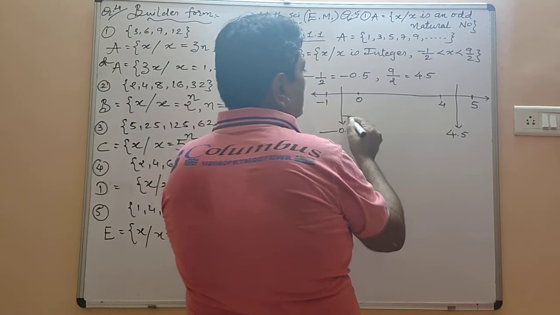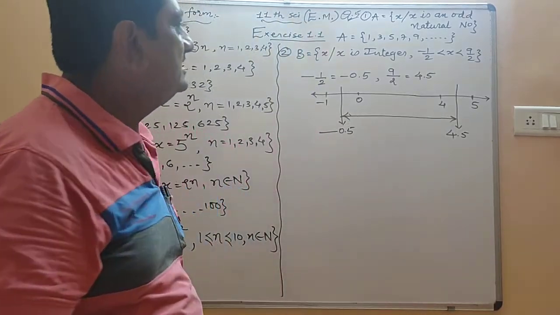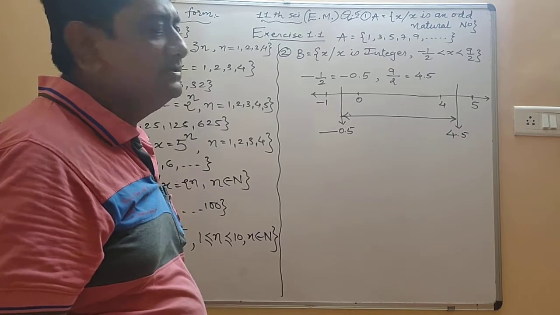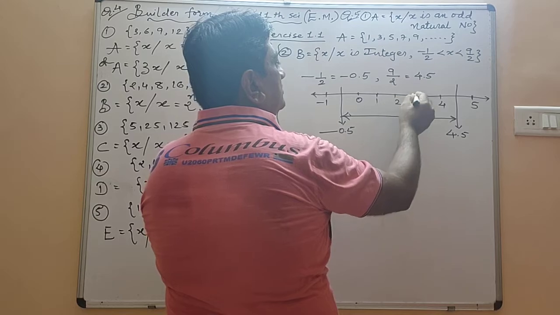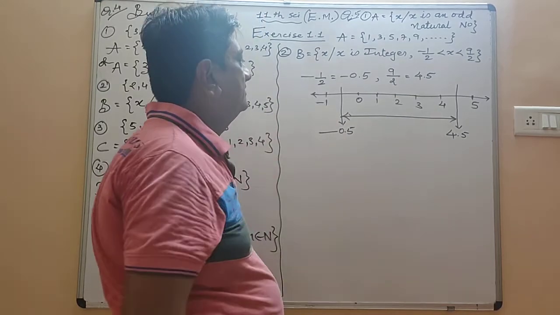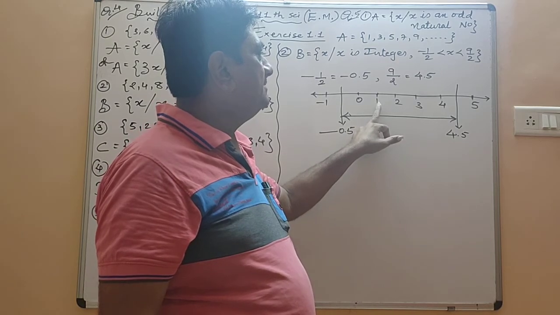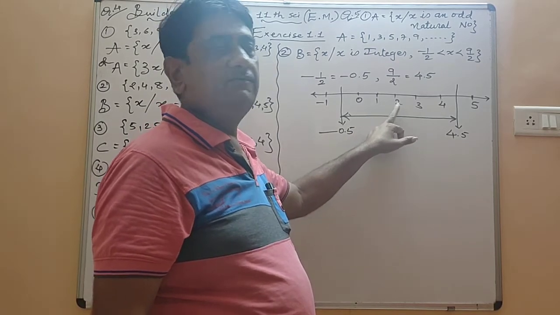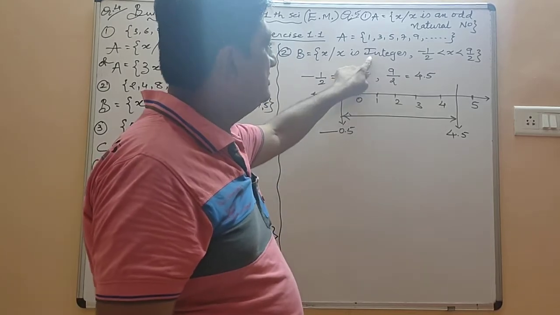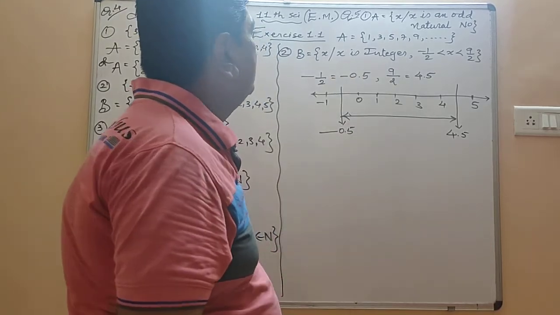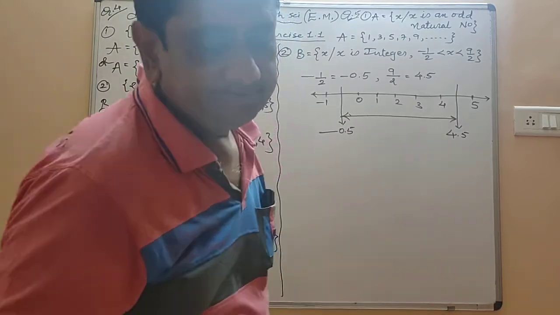And we have to take the integers from all the numbers in between. So which integers will come? 0, 1, 2, 3 and 4. We are not concerned with all the numbers that lie between 1 and 2, 1.1, 1.5, 2.7. We are not concerned because of this word integer. Then our answer is 0, 1, 2, 3 and 4.